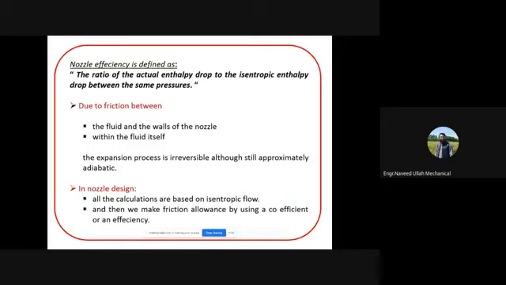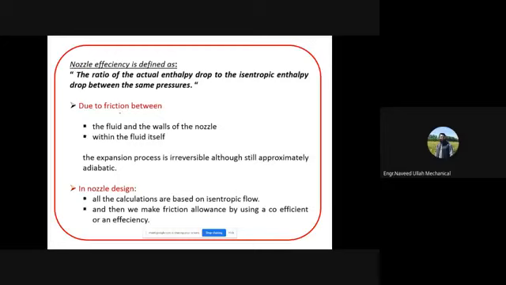Now if you understand that, then we have some facts about the nozzles. These are actually simple empirical formulas. Most of them you will also be aware of, maybe we discussed these things in the previous chapter. So nozzle efficiency is defined as what? The ratio of the actual enthalpy drop. In a nozzle, what happens? The enthalpy drop happens, okay, to the isentropic enthalpy drop between the same pressures.